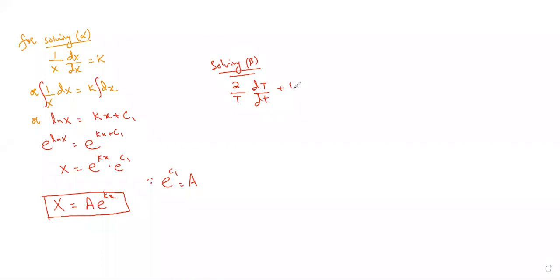So is equals to k. Similarly, we are solving this equation as if we shift plus 1 to the right hand side, you will have 2 divided by T, dT divided by dt, that is equals to k minus 1. So you can again shift: 2 divided by T dT is equals to k minus 1 dt. This is also a variable separable form.